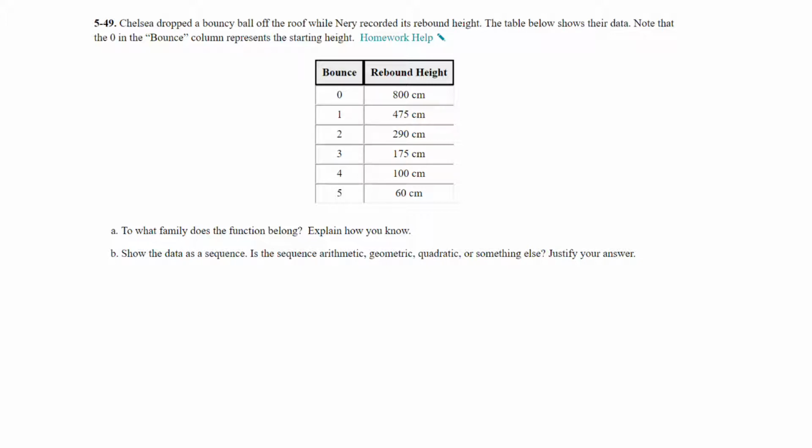So part A wants to know to what family does the function belong, and explain how you know. Well, we've done this problem in the core problems in class. So we know that this is going to create an exponential function, so exponential. And we know that because, one, what we've done in class, but also there's going to be a certain ratio that is going to get multiplied to get to the next one. Now, it might not be exact on this one just because of them recording it, but it should be close to something. So we do know it's exponential because the ratio of one rebound to the next is going to be some constant value.